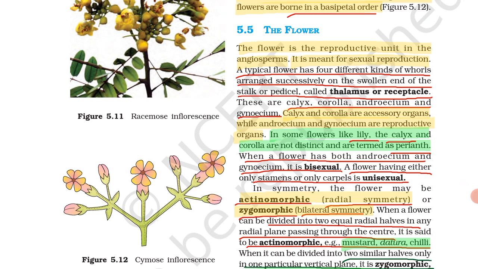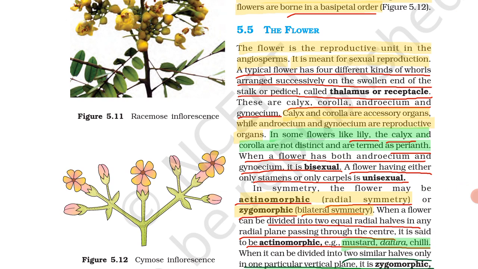So a flower having both androecium and gynoecium is bisexual. And if the flower has either only stamens or only carpels, meaning either only androecium or only gynoecium, it is called unisexual.